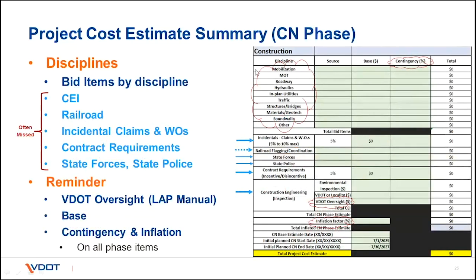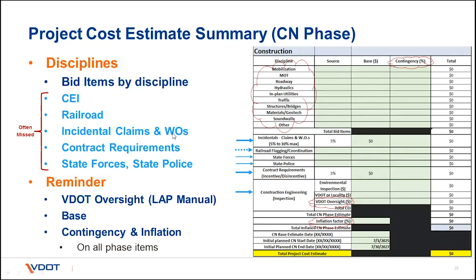Again, we've broken up the bid items by discipline, but many people don't know about the 6 additional items that are required in the estimate for the construction phase. Those obviously are picked up when an estimate's going towards award or advertisement, but at preliminary engineering, many people aren't thinking about these costs. We've got to capture them early on, along with the contingency and inflation associated with those. These, again, are construction engineering inspection, railroad, if you should have one, and incidentals for claims and work orders.